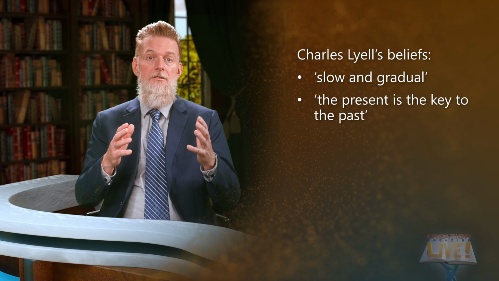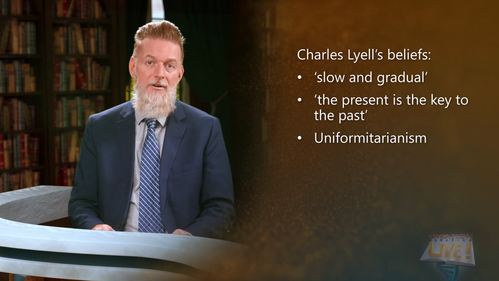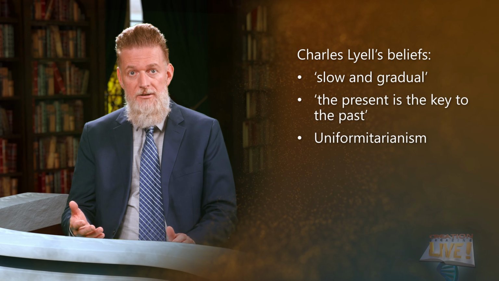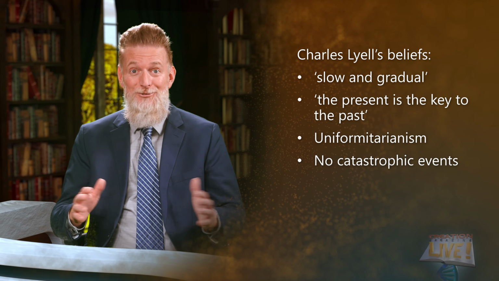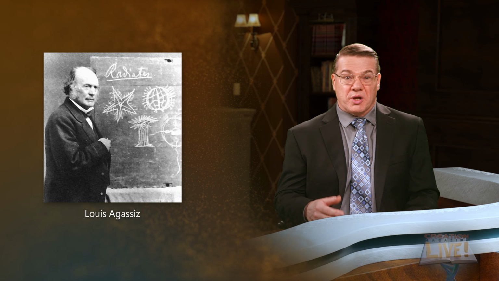Now, this belief can be summed up in a couple of phrases: slow and gradual, and the present is the key to the past, or in a single word, uniformitarianism. Belief in uniformitarianism in geology rules out catastrophic events like the flood described in Genesis. But in 1840, Louis Agassiz, a biologist and geologist, proposed that there had been an ice age when humans were around. That created problems for those who held to uniformitarianism. And many, including Lyell, wouldn't accept the idea that an ice age had happened.